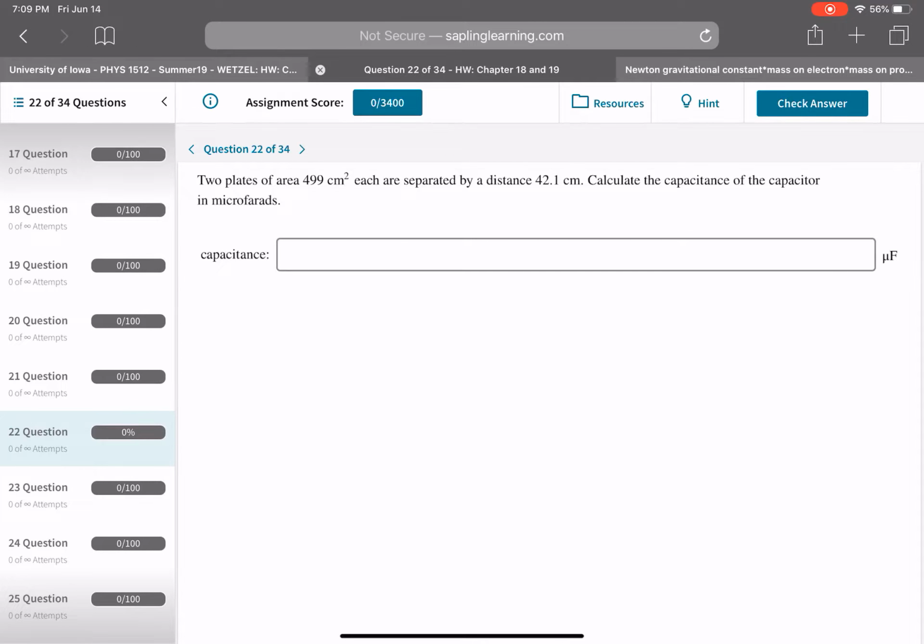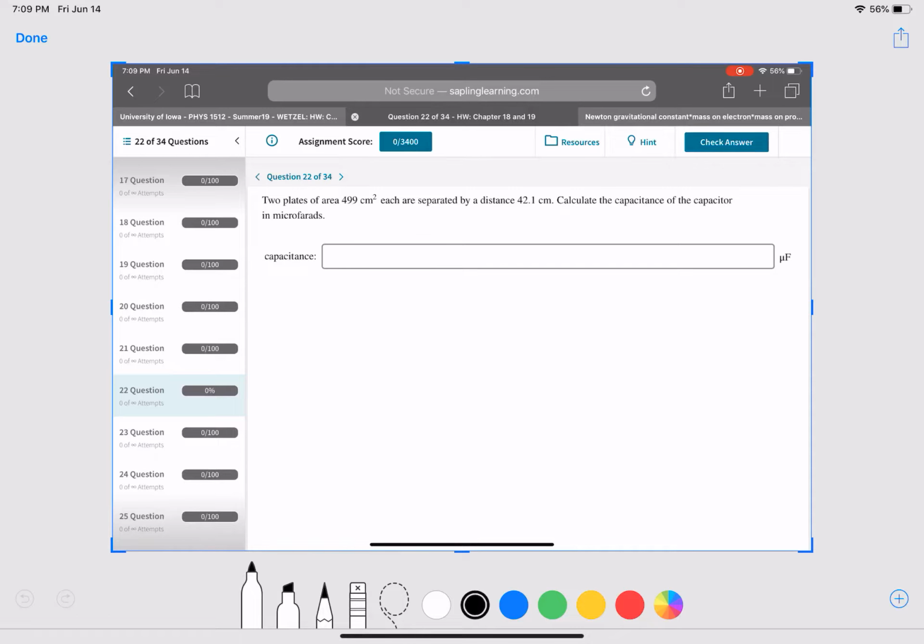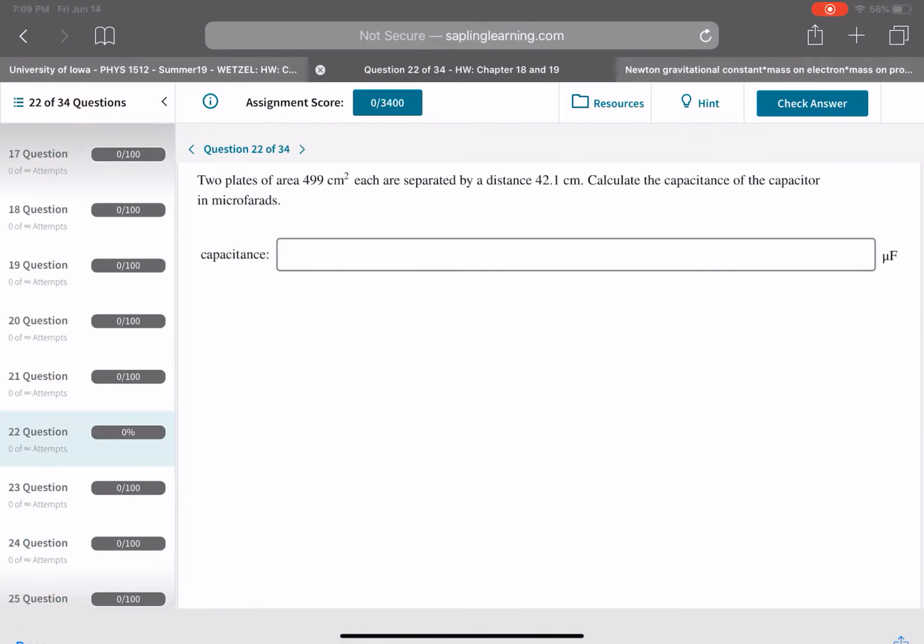22, you've got capacitors, 2 plates of area 499 centimeters squared. And so the capacitance is epsilon naught, which you can type into Wolfram Alpha as epsilon naught, or the other way is electric constant, and epsilon naught A over D. That's it. So we've got 499 centimeters squared divided by 42.1 centimeters times this electric constant. All right, and that gives you the capacitance.